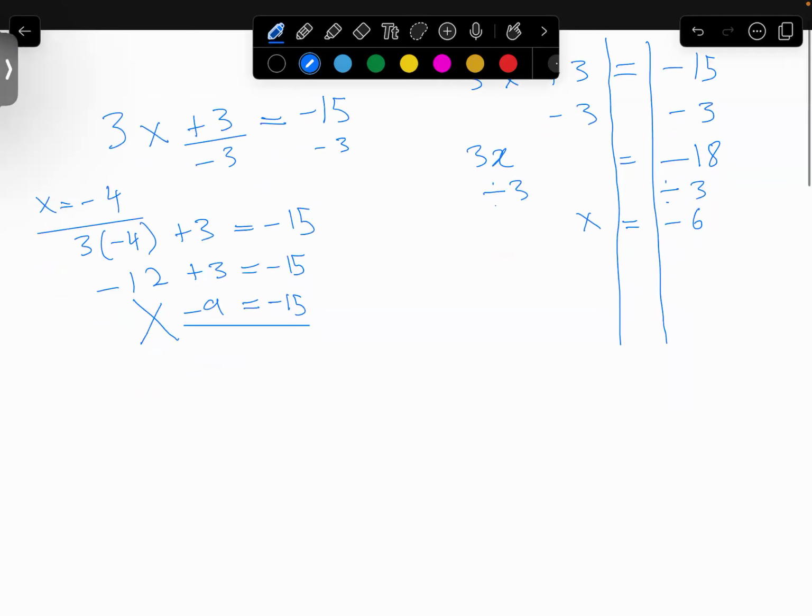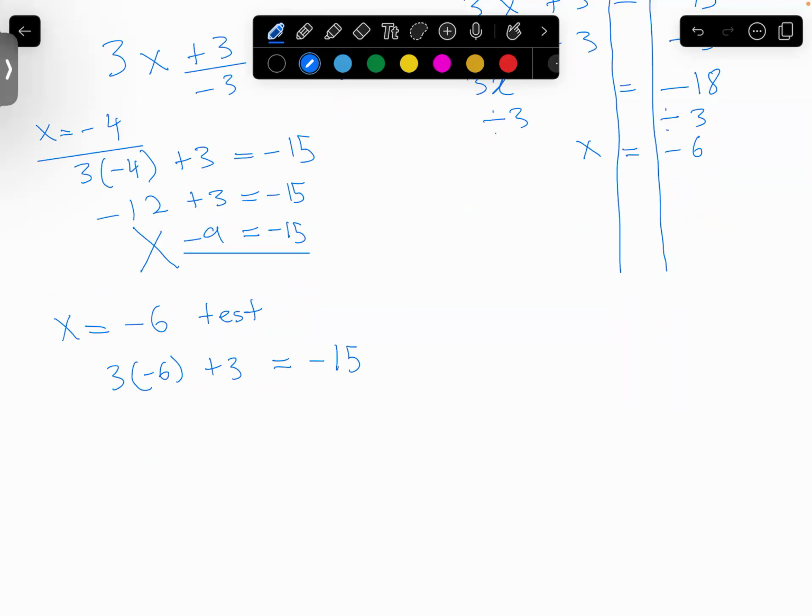And if we want to test it out, we can try it too. This is something that you can always do: test. So 3 times negative 6 plus 3 equals negative 15. Let's see. 3 times negative 6 is negative 18 plus 3. Does this equal negative 15? Well, negative 18 plus 3 means negative 18 is getting smaller by 3. So this would be negative 15. So it does work.